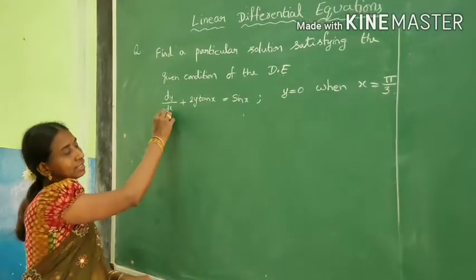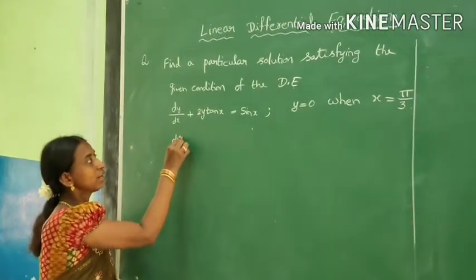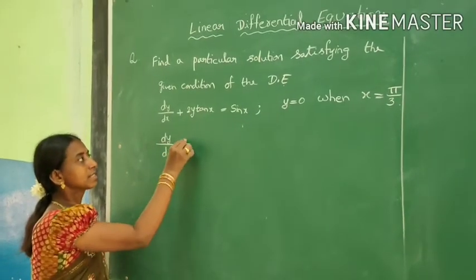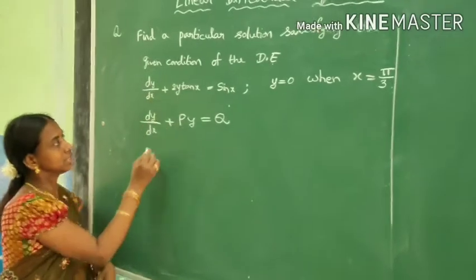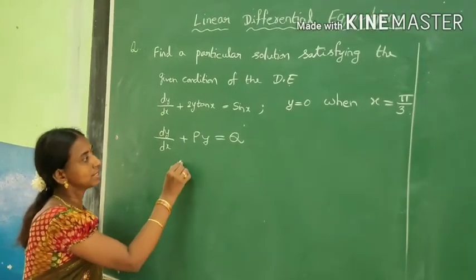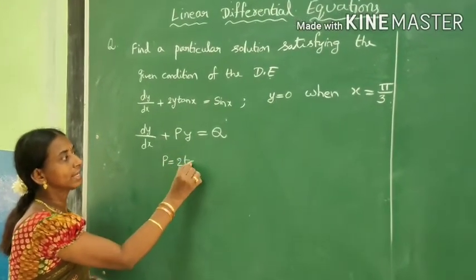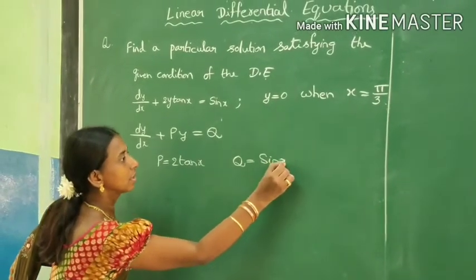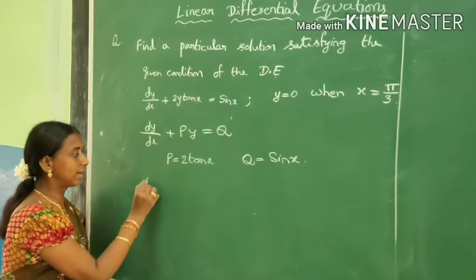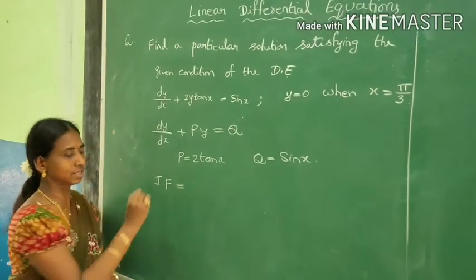For that, we consider this one in the standard form dy by dx plus py is equal to q. By comparing these two, we can write p is equal to 2 tan x and q is equal to sin x. Now, our question is to find out the integrating factor first.